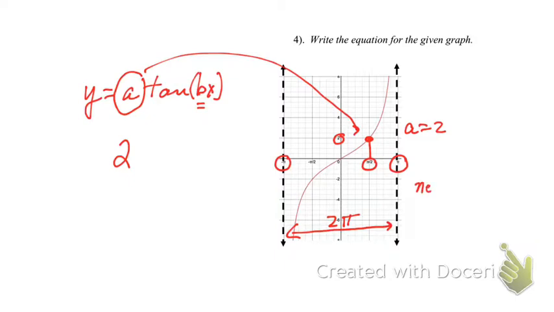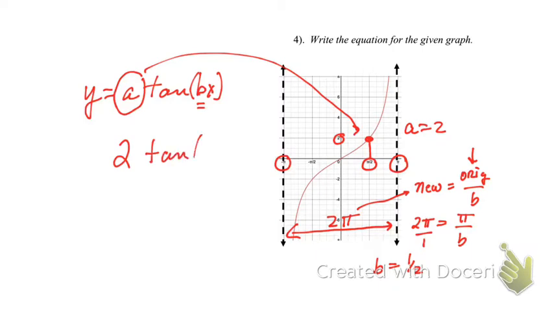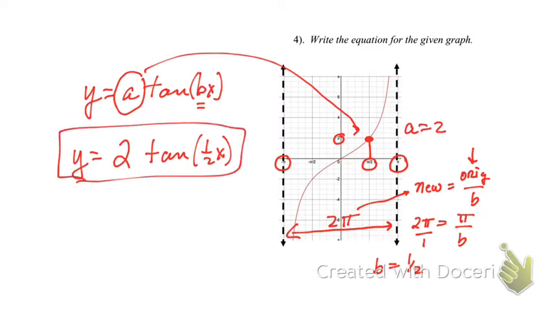So remember how this works. The new period equals the original divided by b. Well, we know our new period is 2 pi. What's the original period for a tangent? Pi. So 2 pi equals pi over b. Put that over top of 1, cross multiply, you get b to be 1/2. So our equation for this graph was y equals 2 times the tangent of 1/2 x.